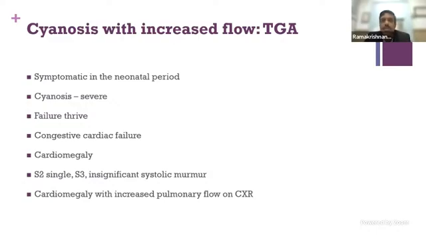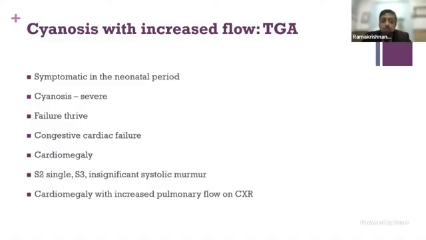So this is cyanosis with increased pulmonary blood flow, a prototype being TGA with VSD. You have a symptomatic period in the neonatal period, and cyanosis is generally severe. Initially, the transposition physiology or admixture physiology is producing cyanosis. Over time, they have early onset of pulmonary arterial hypertension. Now, with pulmonary arterial hypertension, right to left shunting is also contributing to cyanosis.